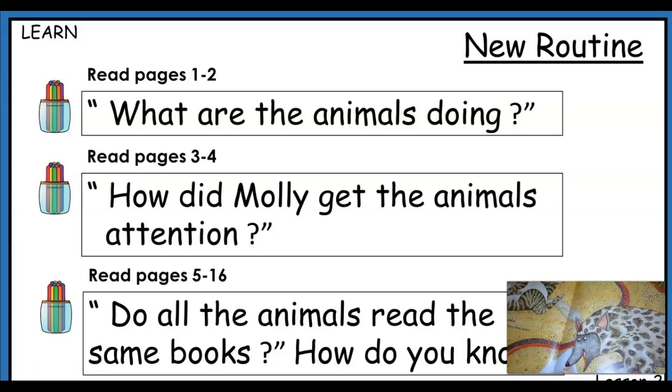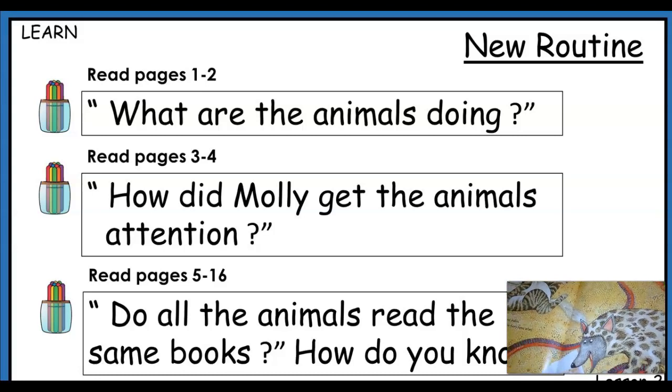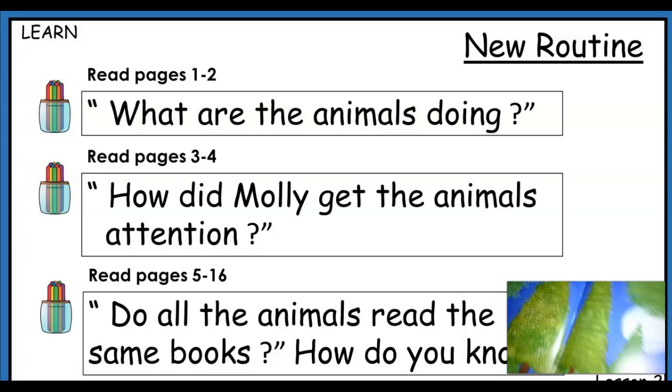So look at all the animals. Are they reading the same books? No, they're reading all different books.